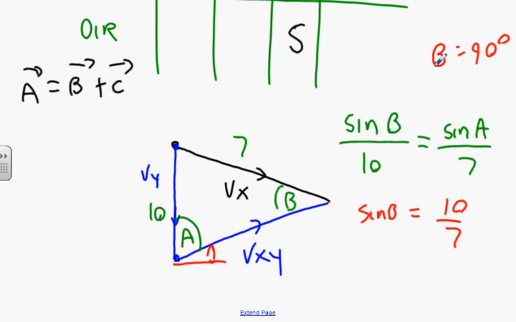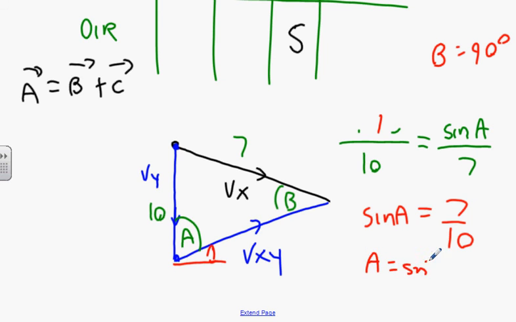Now B being 90, when you set B to 90, it gives you the maximum value of sine A. So you're going to get sine A equals 7 over 10. If B wasn't 90, it would give a smaller value for the angle A. A wouldn't be its maximum, okay? So sine inverse 7 over 10, what do you get? 44.43. 44.43.